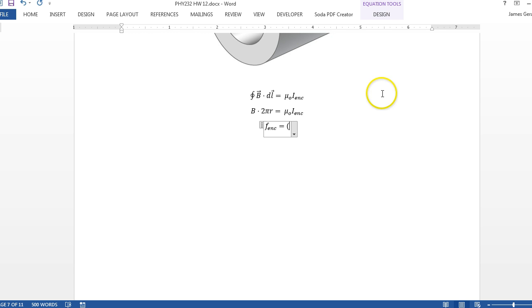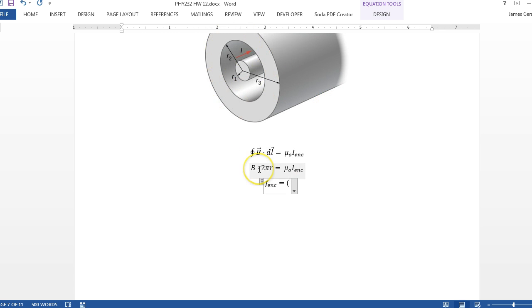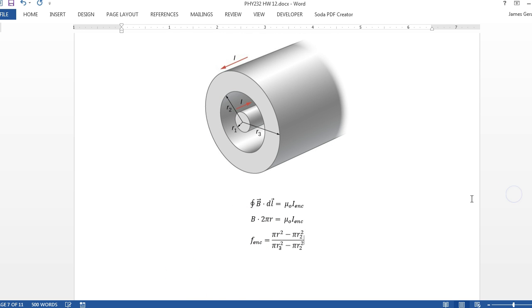Well, if we look at the area of the outer conductor that's enclosed, it's going to be a circle of radius r, pi r squared, minus the area of pi r2 squared. And what fraction of the whole is that? Well, that would be pi r3 squared minus pi r2 squared. Think about that for a moment. So what is this? The fraction enclosed is a circle.